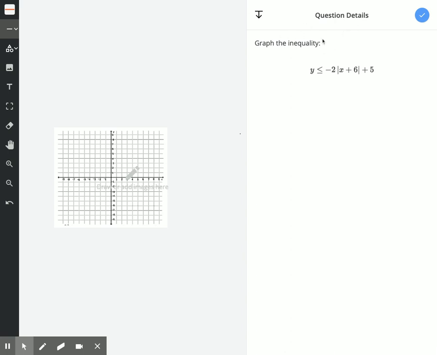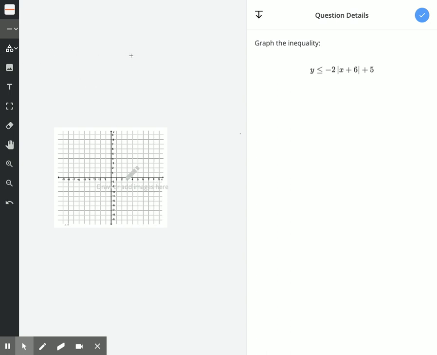So this is graph the inequality. Inequality means I'm going to have to do some shading. I'm going to need to remember my line is either going to be dashed or solid. Now I notice that there are bars here, that this is a bar. Okay.